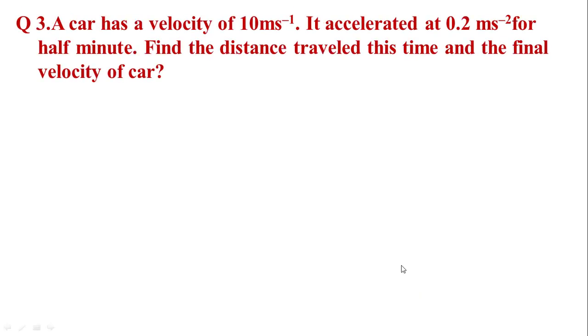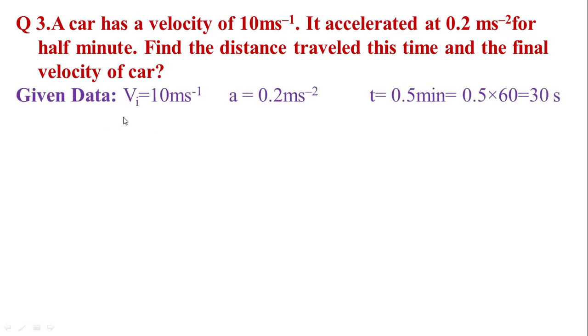Question number 3. A car has velocity 10 meter per second. It accelerated at 0.2 meter per second square for half a minute. So time is half a minute. Find the distance traveled in this time and the final velocity of the car.